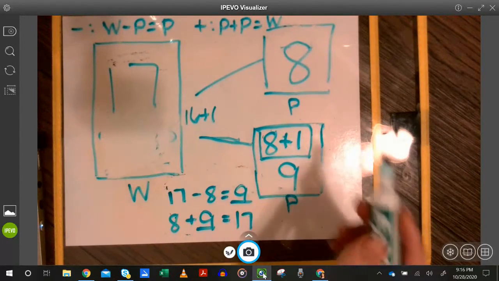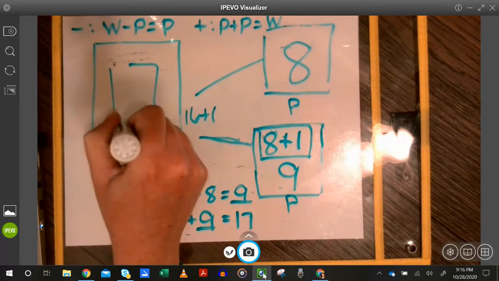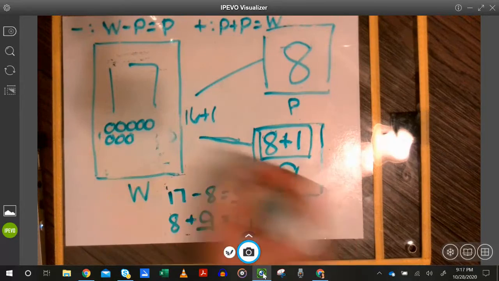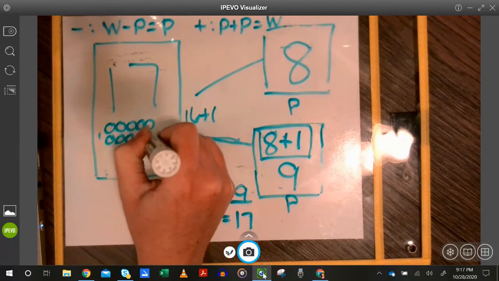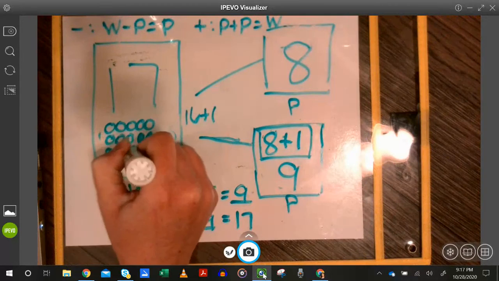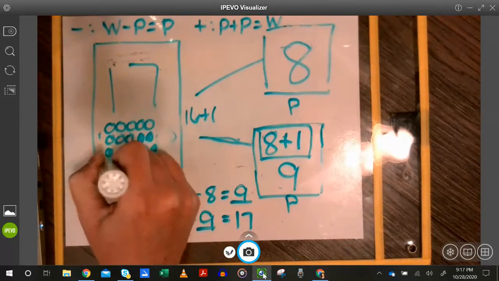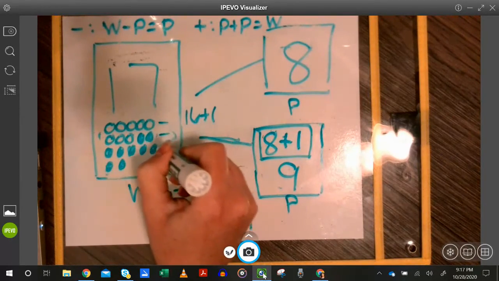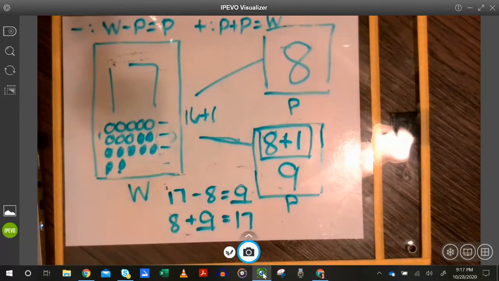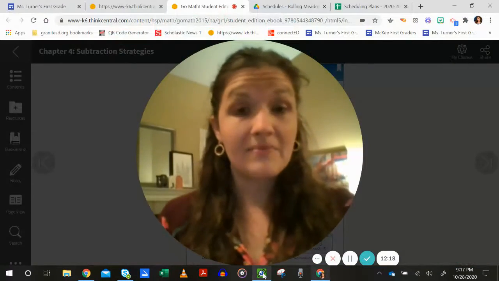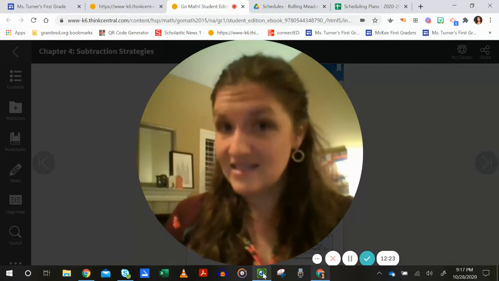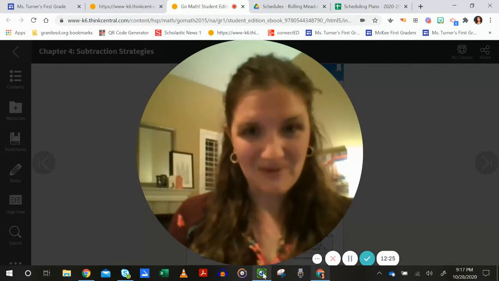Let's see if we're right. I can start with 8, add another 9, 4, 5, 6, 7, 8, 9. Do I have 17? 5, 10, 15, 16, 17. Okay, so the more we know our mental math strategies, the more we know those double facts, those ways to make a 10, the easier it will be to do these other problems.